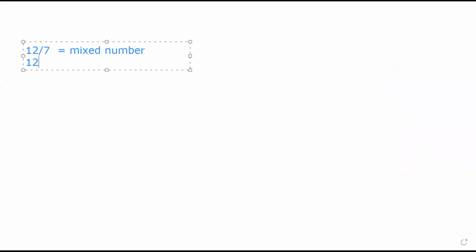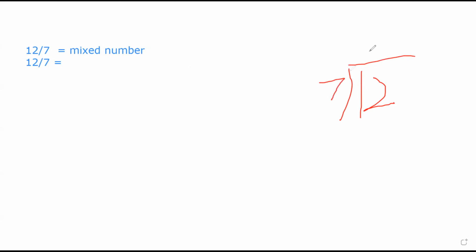I will demonstrate now. See, this is 12/7. So I will divide 12 with 7. You get 5, which is the remainder.